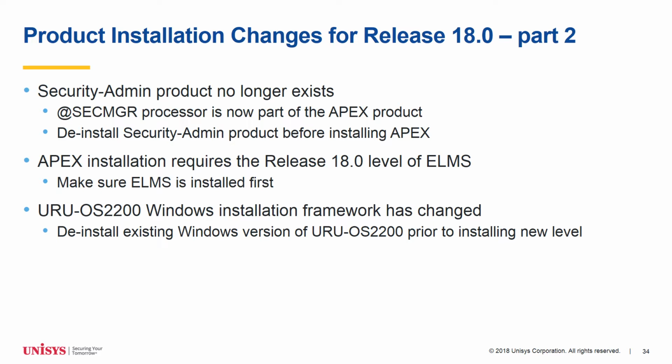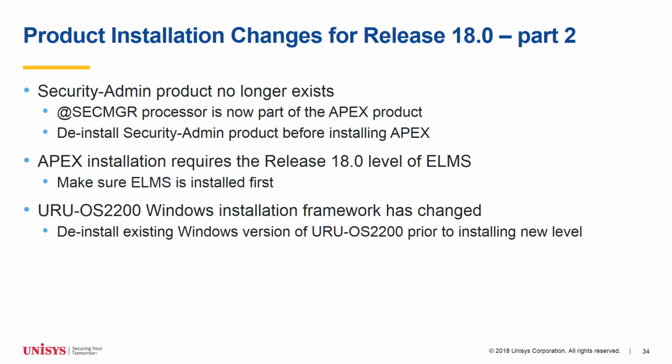The transition of the SecManager processor from Security Admin to Apex is completely seamless from an execution compatibility perspective and requires no changes to the syntax located in any of your existing runstreams that called the SecManager processor. Another change associated with the Release 18 level of Apex is that you must install the Release 18 level of ELMS before you install the new Apex. We've adjusted the installation order for these products in Section 7 of the PMO with the suggested migration sequence.